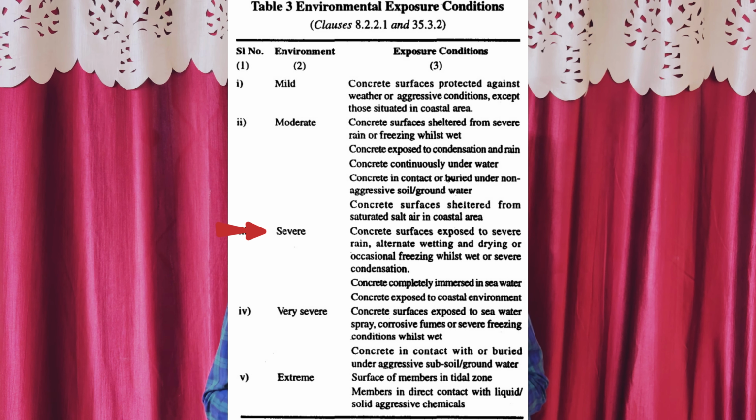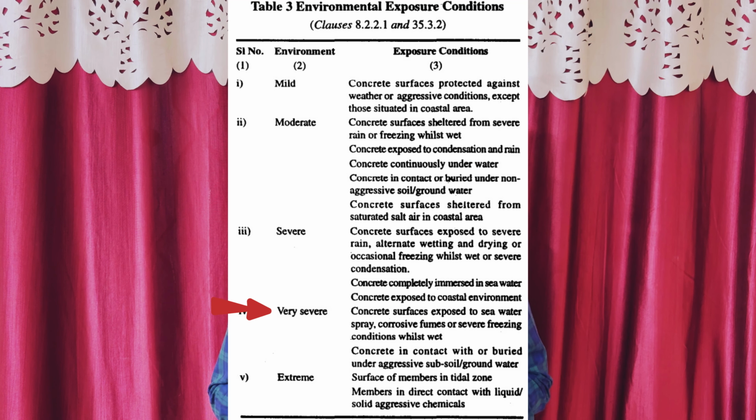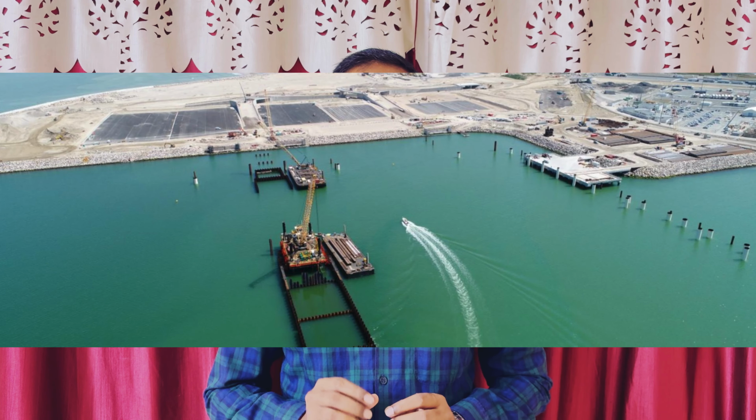The third condition is severe exposure. Severe exposure applies where the concrete is exposed to wet and dry cycles or coastal atmosphere. For example, structures near the seashore but not in direct contact with the seawater. The next condition is very severe exposure condition. It applies when concrete is exposed to a very aggressive environment. For example, marine splash zones and foundations in aggressive soil.